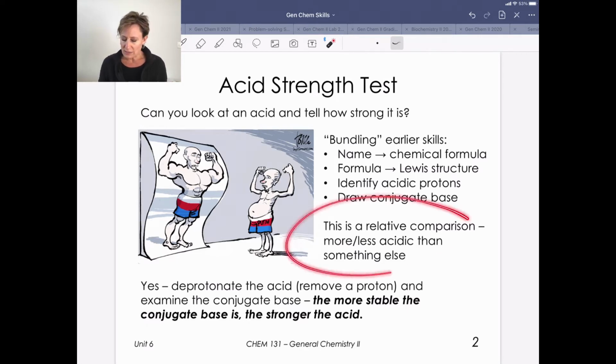So again, this is going to be relative comparison, identifying trends. We're not going to be able to get absolute numbers for how acidic something is, but we will be able to compare 2 things and identify this is more acidic than that. And that's going to be the extent of what we'll be able to do. So how do we do that? Well, basically, we are going to deprotonate an acid, remove the proton, and we're going to examine the conjugate base. The more stable the conjugate base is, the stronger the acid is that it came from.